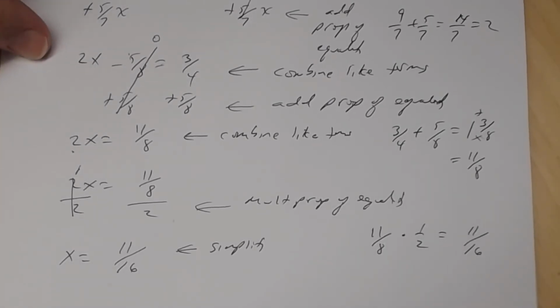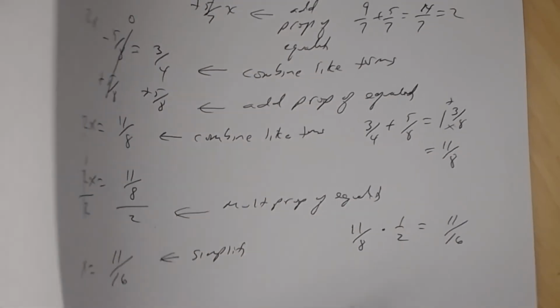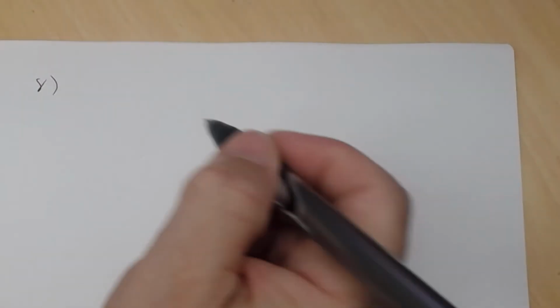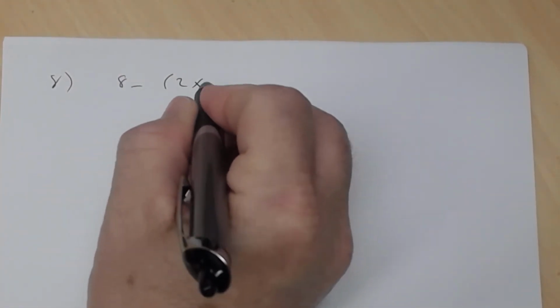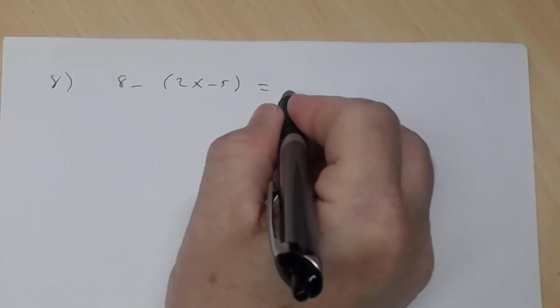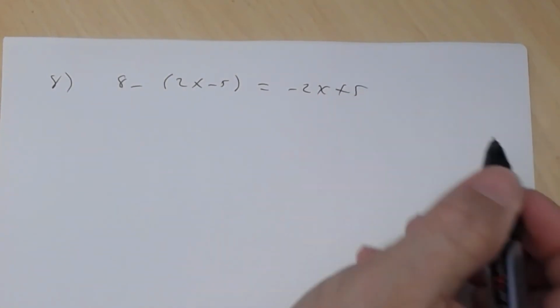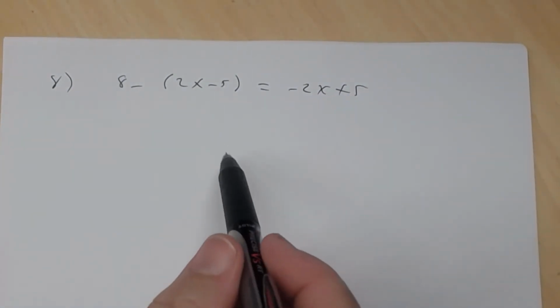All right, number 8. Let's do one more. So this will be number 8. Okay, number 8, you have 8 minus, in parentheses, 2x minus 5, equal to negative 2x plus 5. All right, suppose we have that.